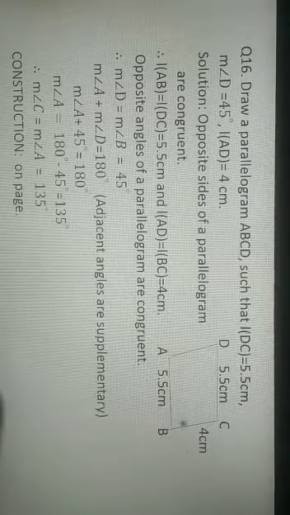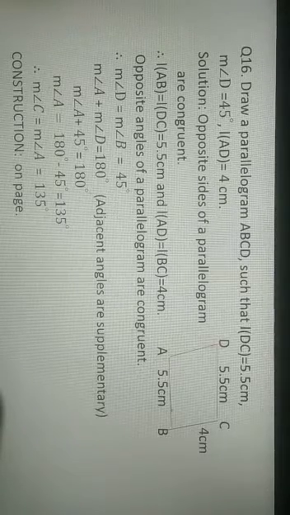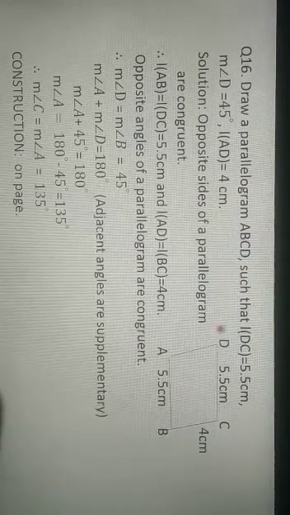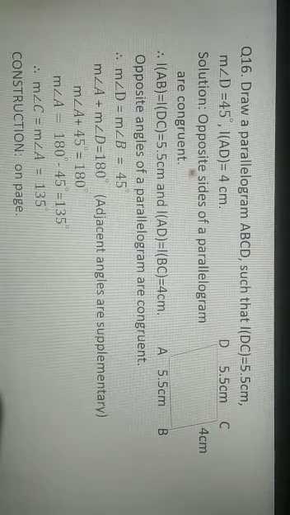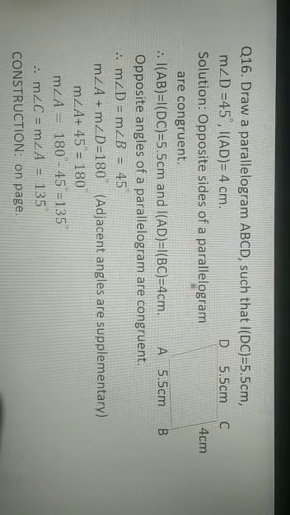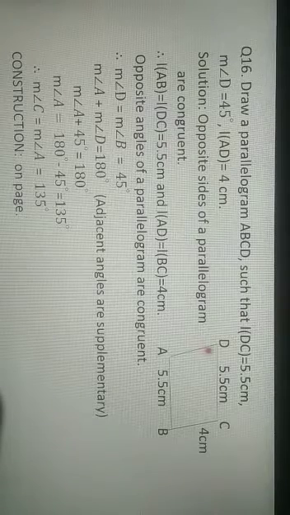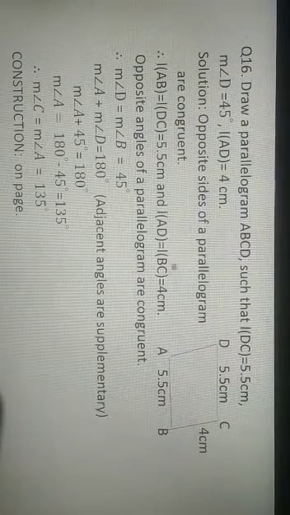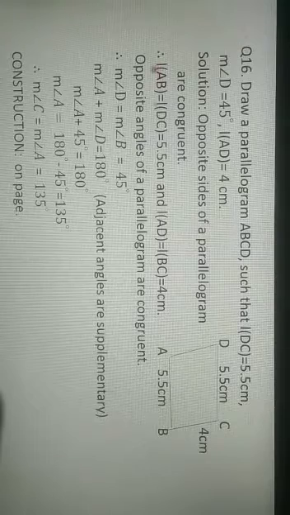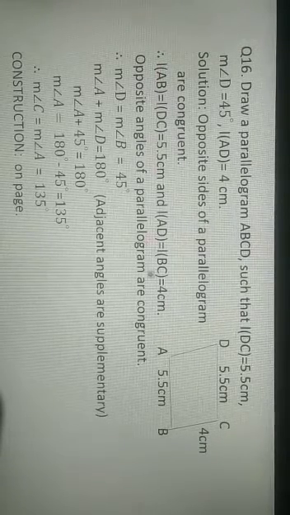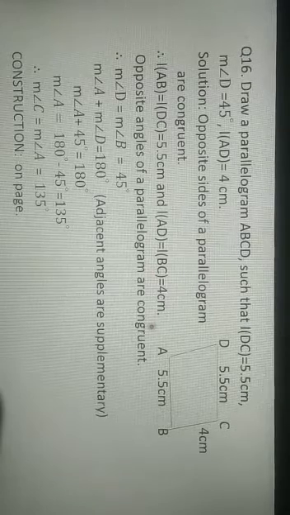Now as it is a parallelogram, when AD is 4 centimeter, BC is also 4 centimeter, and AB is 5.5 as DC is 5.5. So let us start the solution. Opposite sides of a parallelogram are congruent because a parallelogram has opposite sides equal. Therefore, length AB is equal to length DC is equal to 5.5, and length AD is equal to length BC is equal to 4 centimeter.